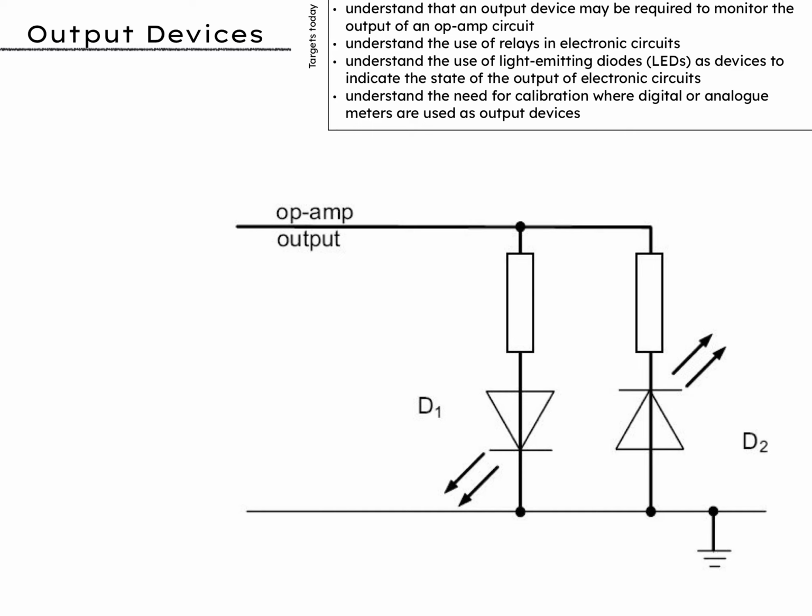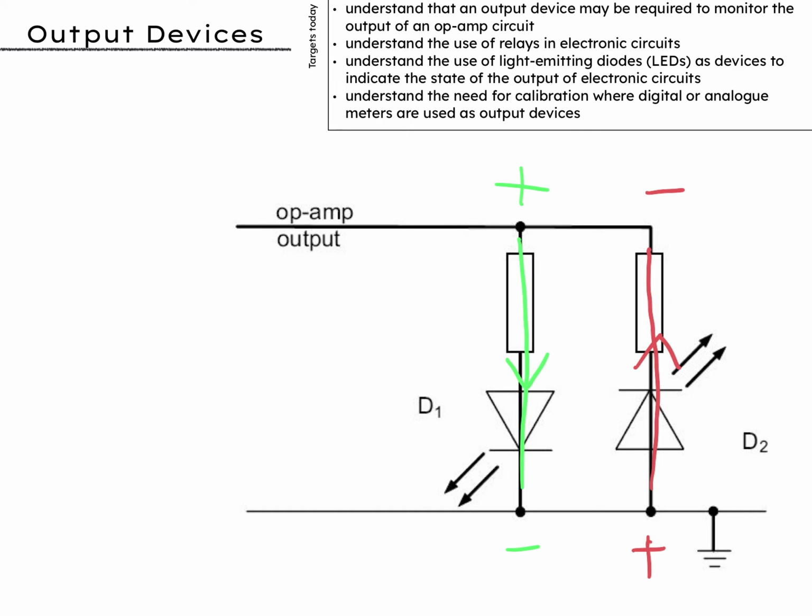with them set up in parallel like this, but you see how they're opposing one another. So that means only one will ever light up. If the output is positive, the electricity will flow from top to bottom, so the green LED will light. If the output is negative, the electricity will flow from bottom to top, since the earth line is now more positive, so the red LED will light up.